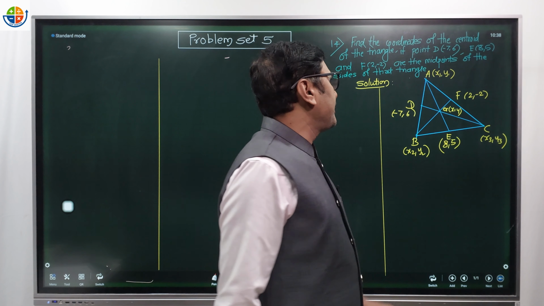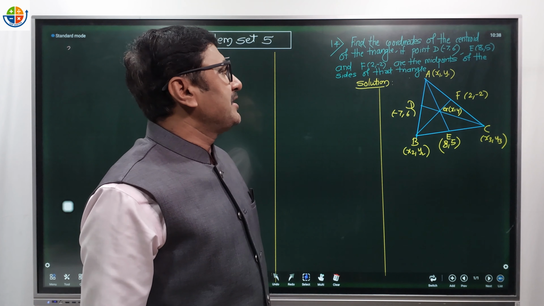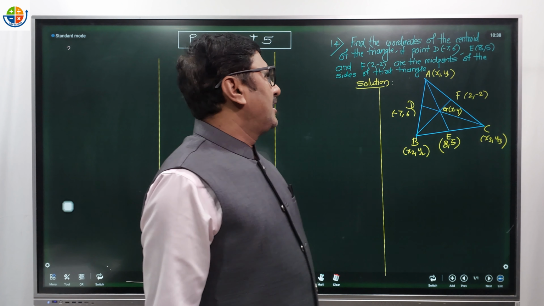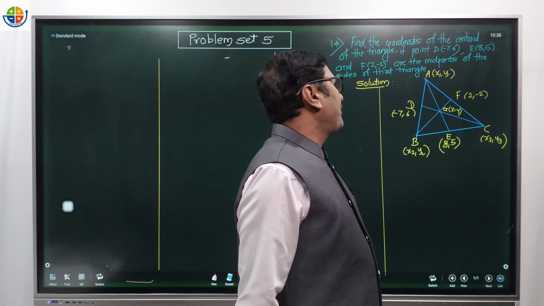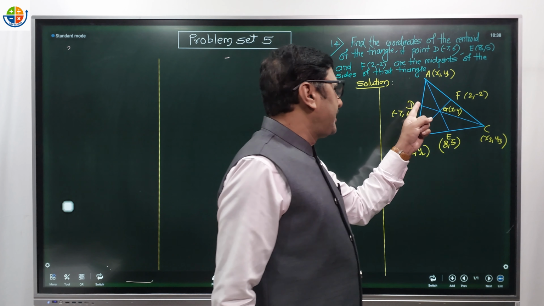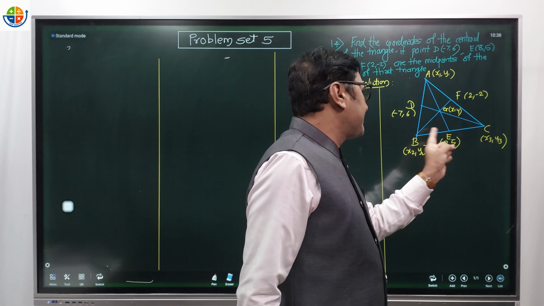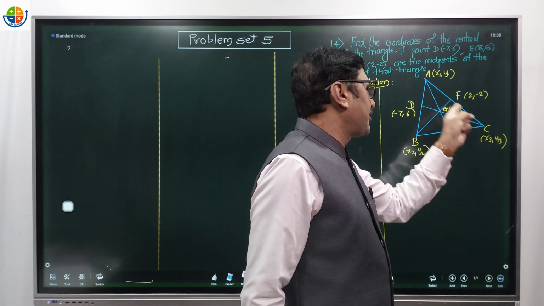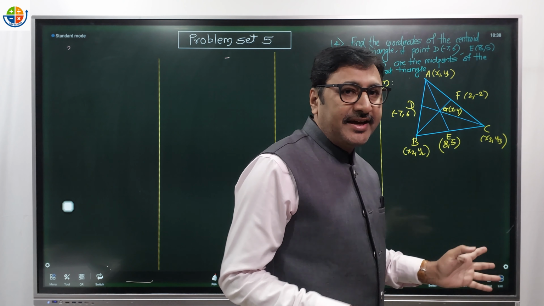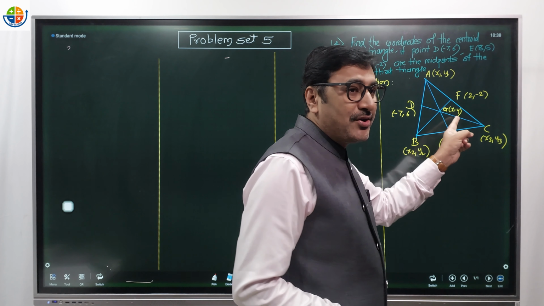तो बच्चों 14 sum. Find the coordinates of the centroid of the triangle if points D(-7, 6), E(8, 5) and F(2, -2) are the midpoints of the sides of the triangle. बच्चों D is the midpoint of AB, E is the midpoint of BC and F is the midpoint of AC. In this situation, midpoints के coordinates दिए हैं और हमें ढूंढना है centroid.